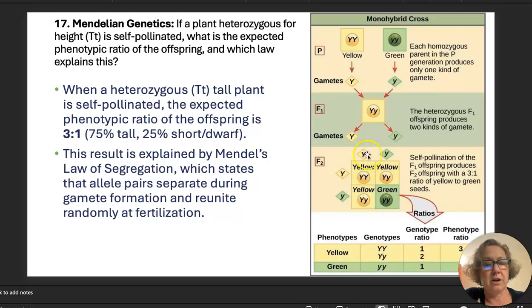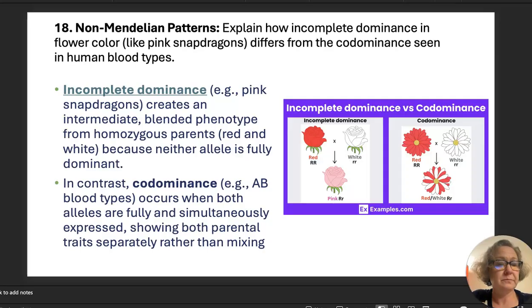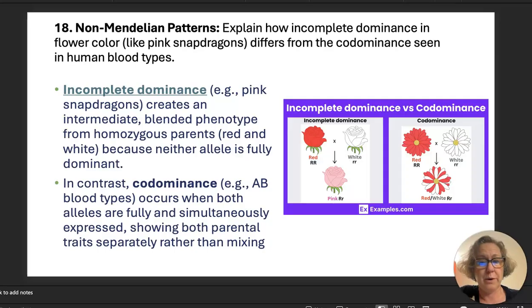Heterozygous, right? Here is our big Y, little y, big Y, little y, and then we're going to get a 3 to 1 phenotypic ratio, or 1 to 2 to 1 genotypic. So 3 to 1 phenotypic, 1 to 2 to 1 genotypic. This is Mendel's law of segregation, which states that allele pairs separate during gamete formation. Little meiosis there. Okay, also a reminder about incomplete versus codominance.